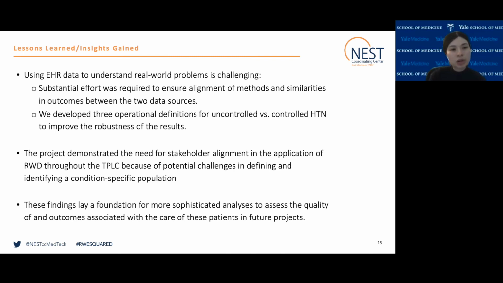Second, this project demonstrates the need for stakeholder alignment in application of real-world evidence throughout the total product life cycle because of these potential challenges in defining and identifying a population that is specific to a condition. Finally, this study is just a start. It's just a descriptive analysis, but it lays an important foundation for more sophisticated analysis to look at the quality and outcome associated with the care for these patients in future projects.